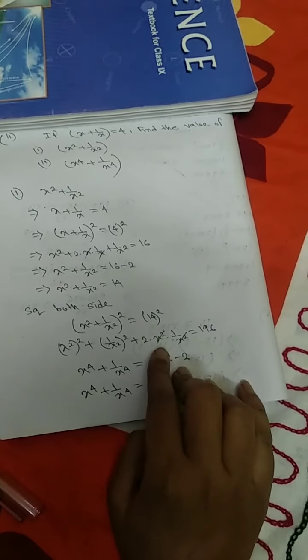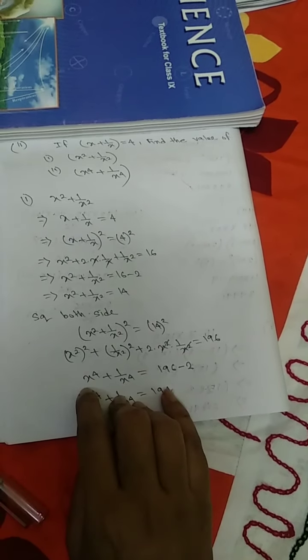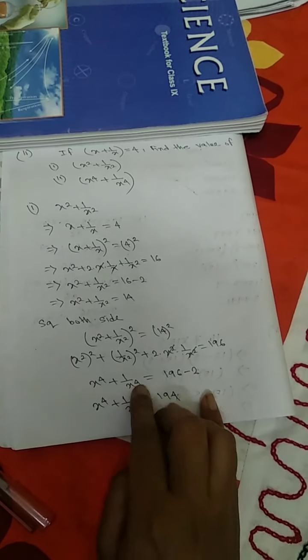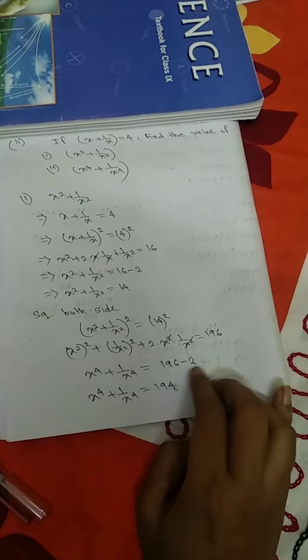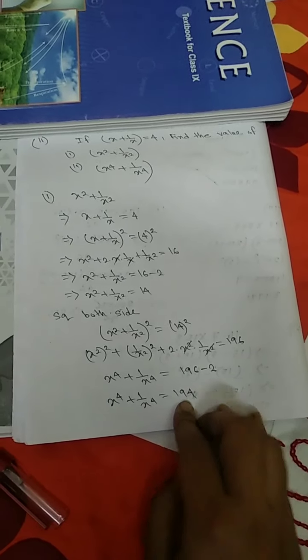Now again x square cancels out with x square. So we will get x to the power 4 plus 1 by x to the power 4 is equal to 196 minus 2. So the answer is 194.